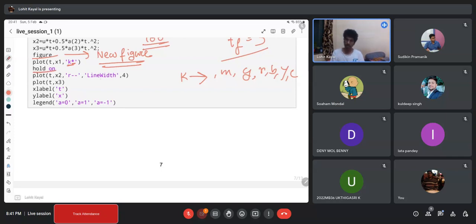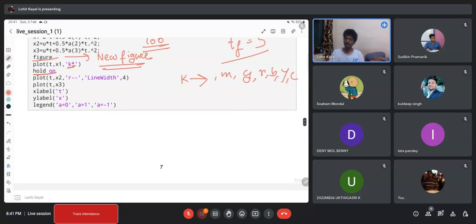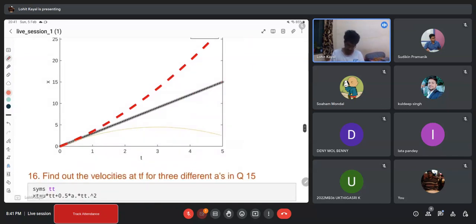Hold on means a new plot. Here I am plotting a new thing. The new plot will appear on the same plot. If you don't put hold on, then this plot will erase and only the new plot will appear. So you have to put hold on if you want to do various plots on the same figure. Then plot t comma x2 'r dash dash'. r dash dash means see this, dash dash dash dash. So this is the meaning of dash dash.